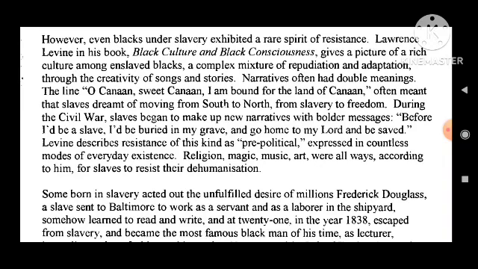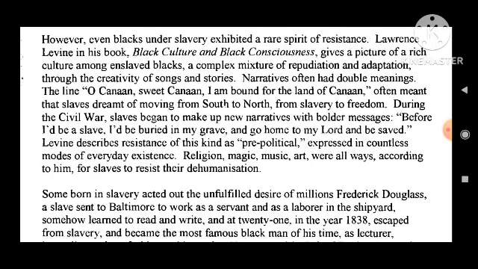Through the creativity of songs and stories, narratives often had double meanings. The line, "O Canaan, sweet Canaan, I am bound for the land of Canaan," often meant that slaves dreamed of moving from south to north, from slavery to freedom. During the Civil War, slaves began to make up new narratives with bolder messages.